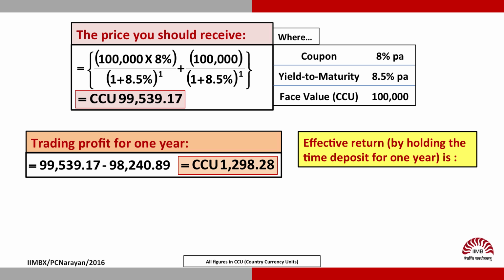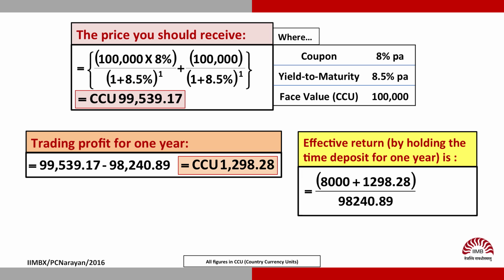Your effective return, therefore, by holding the time deposit for 1 year is 8,000, which is the interest for 1 year, plus 1,298.28, which is the trading profit you made, divided by 98,240.89, which is the price at which you bought this fixed deposit. So your effective return is 9.46%.